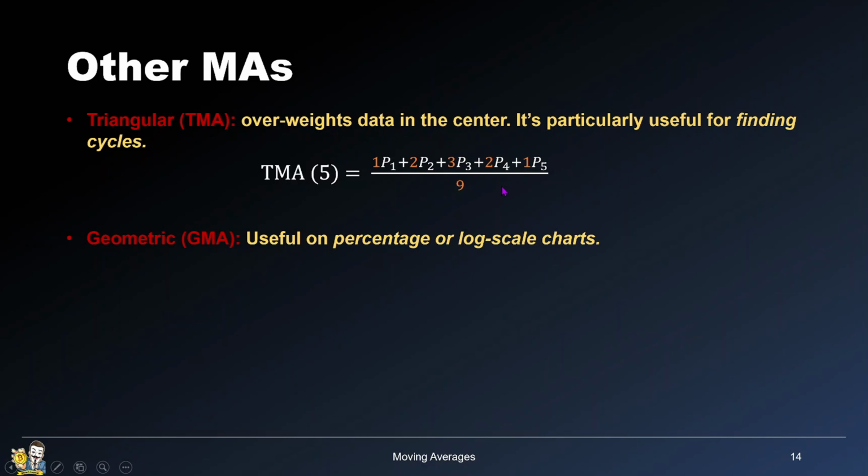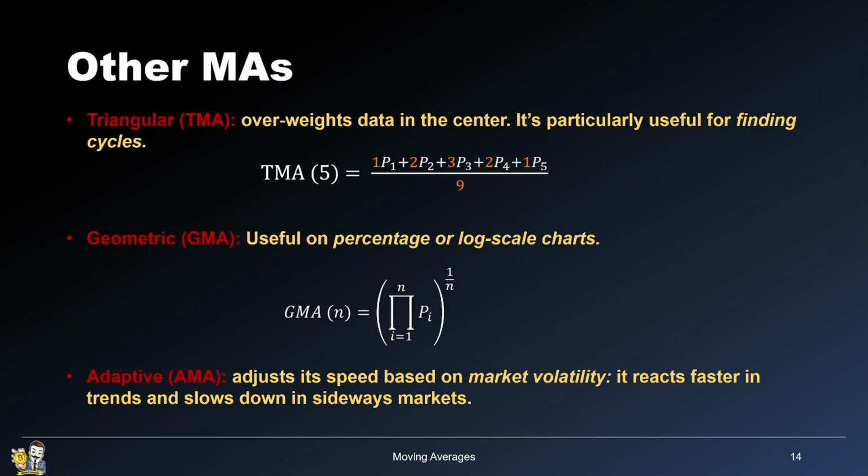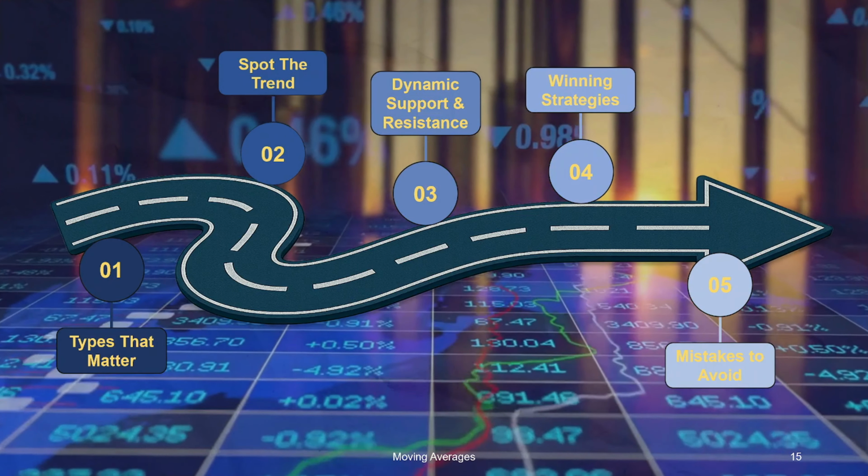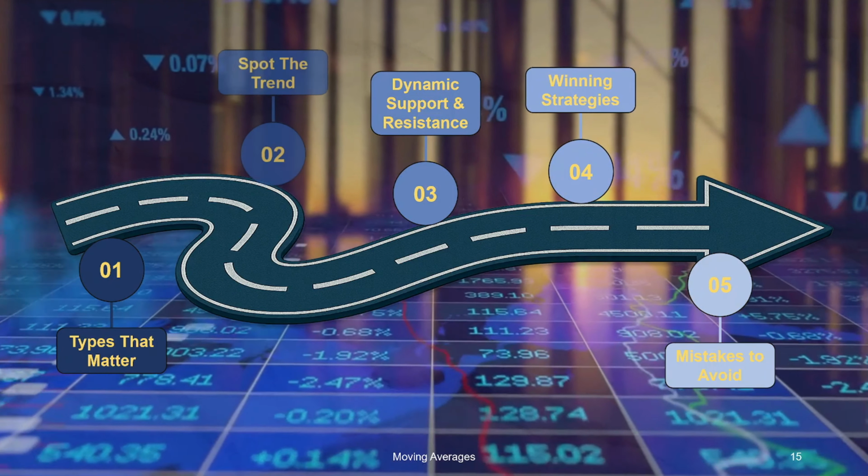Then, we have the geometric moving average, which is especially useful on percentage changes or logarithmic scale charts. Here's its formula as well. And finally, there's the adaptive moving average, which adjusts its speed based on market volatility. It reacts faster during strong trends and slows down in sideways markets. All right, now let's see how moving averages can help spot a trend.